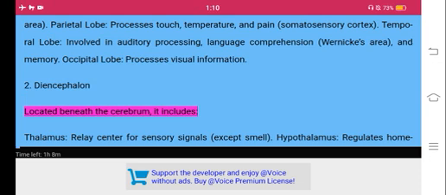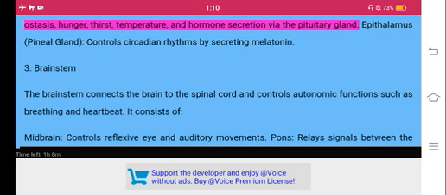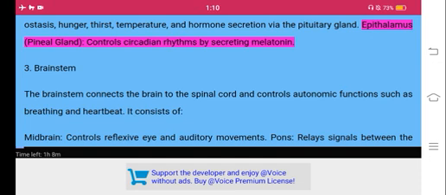2. Diencephalon. Located beneath the cerebrum, it includes thalamus, relay center for sensory signals except smell. Hypothalamus, regulates homeostasis, hunger, thirst, temperature, and hormone secretion via the pituitary gland. Epithalamus, pineal gland, controls circadian rhythms by secreting melatonin.